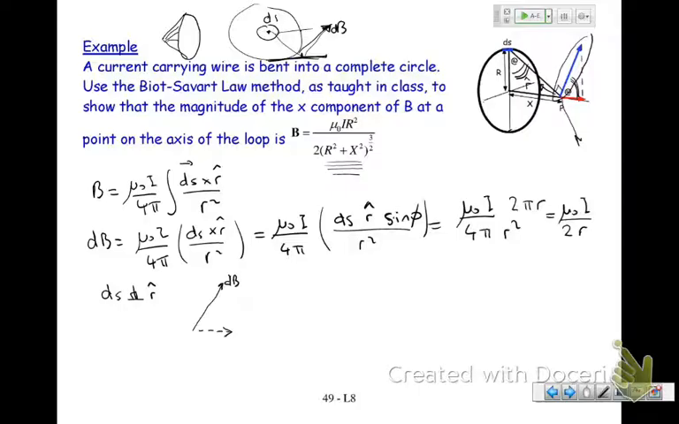So that means that my B is equal to mu naught times I over 2, and then my R is not going to be little r, it's going to be the square root of r squared plus x squared, which equals mu naught I over 2 r squared plus x squared to the half. Okay, that's that bit.